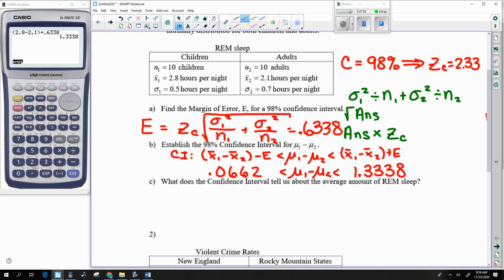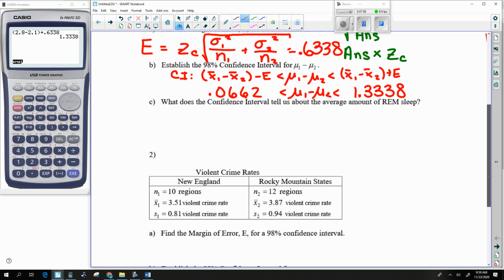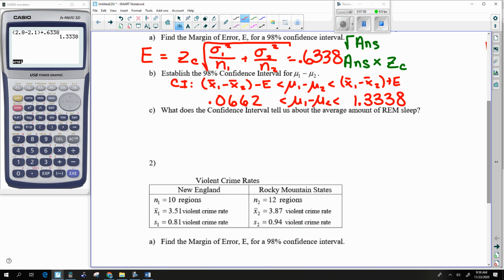Now, the rest is kind of up in the air. The rest is kind of our interpretation of this. So this next part is going to be two different parts. Just follow my lead and then I'll explain everything. So first and foremost, what I see is that mu1 minus mu2 is greater than 0, thus mu1 is greater than mu2. Let me explain that.